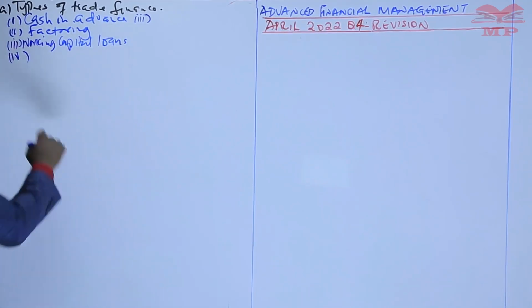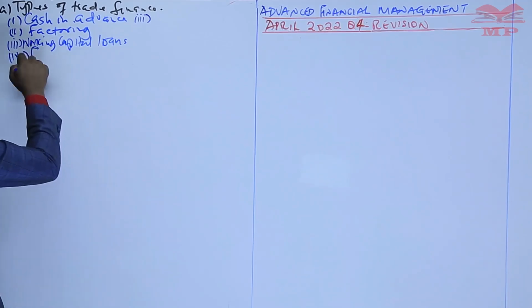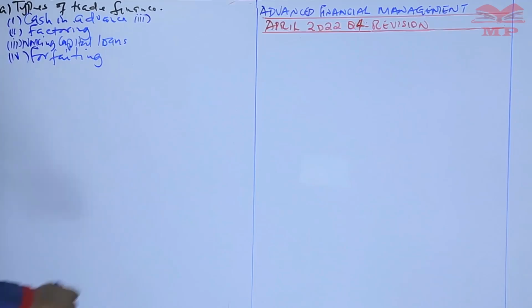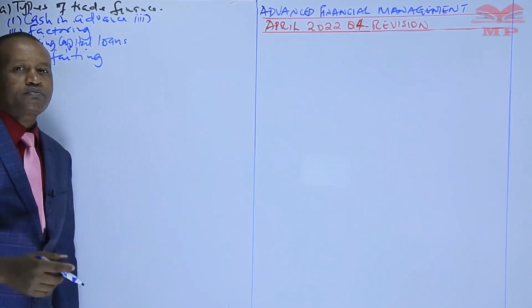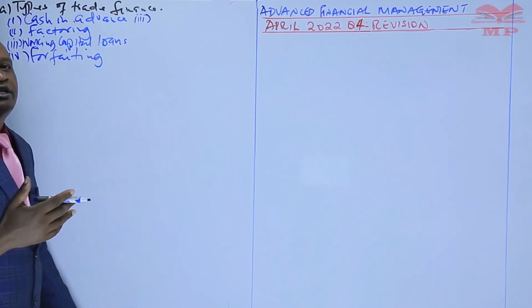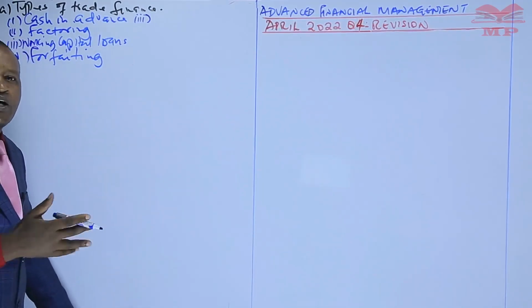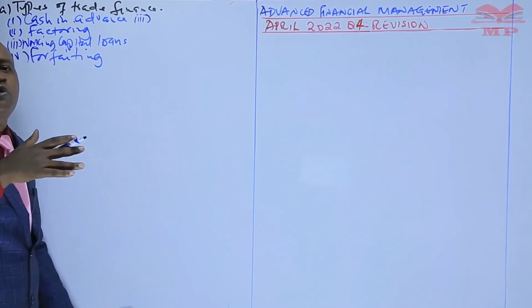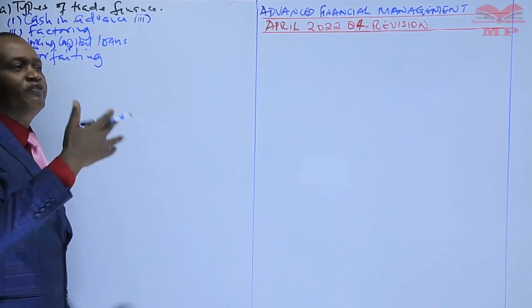The fourth type of trade finance is forfeiting. Forfeiting. Now, forfeiting is a method of trade finance that allows exporters to obtain cash by selling their medium or long-term foreign accounts receivable at a discount to a forfeiter.